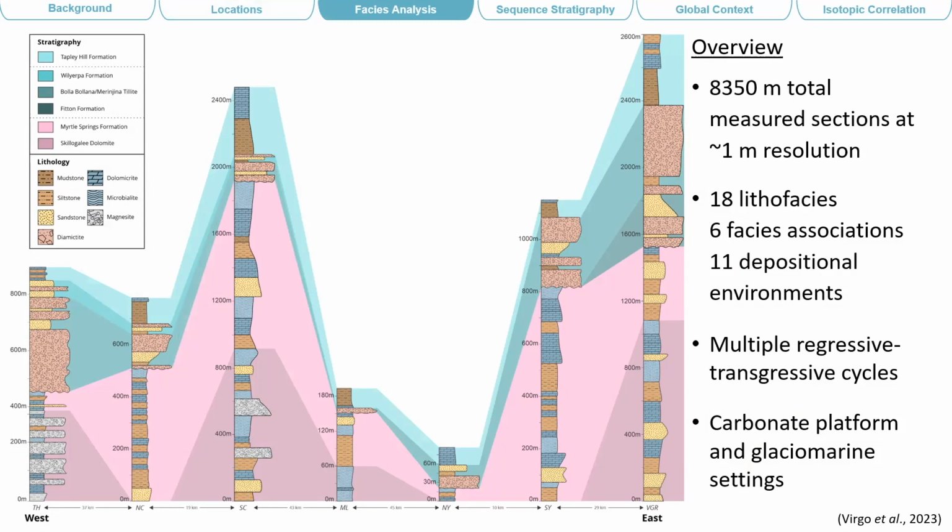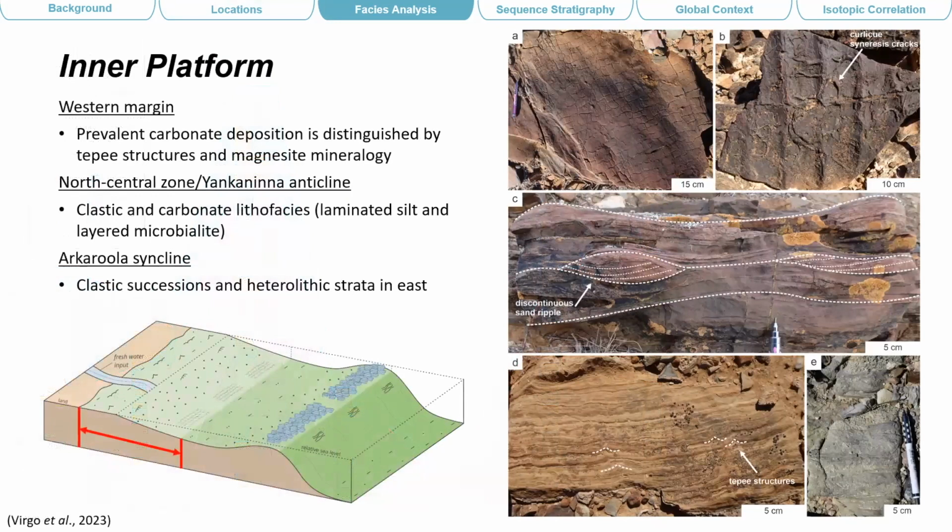Within that, there are 3 key facies associations, which I'm going to go through with some pictures because we all like pretty rocks. So this is the first. This is the inner platform. These are some examples of some of the lithofacies we see in this facies association.